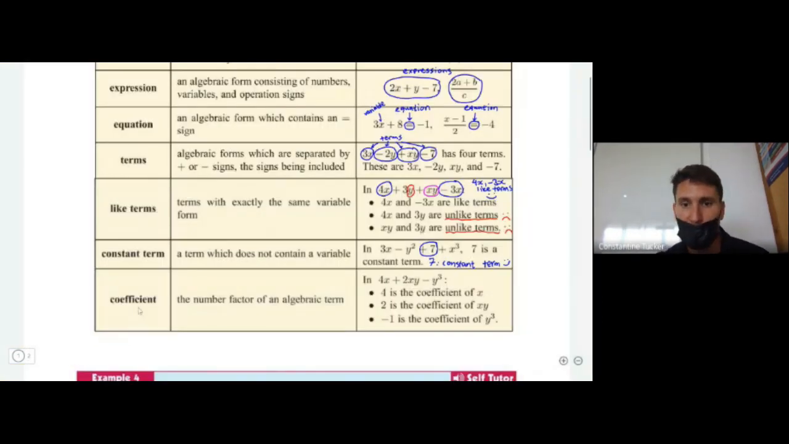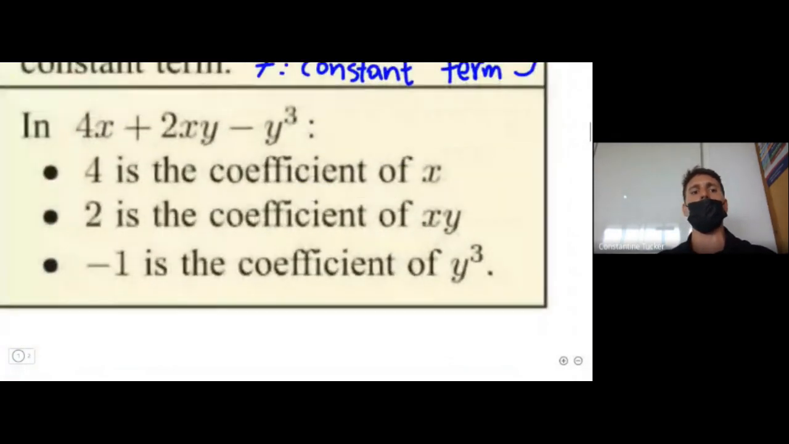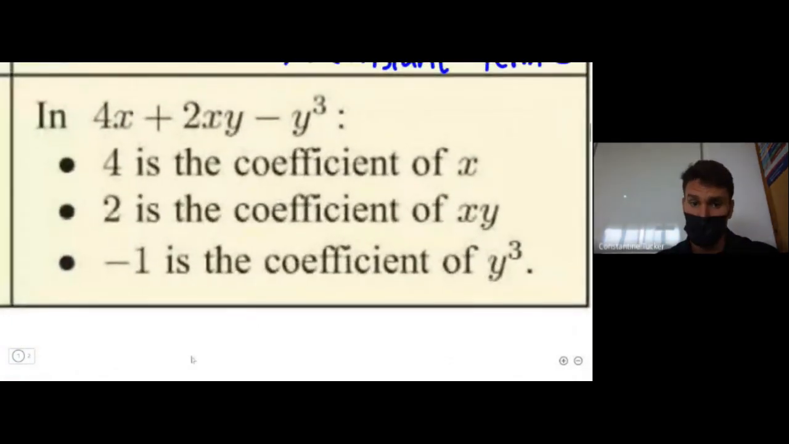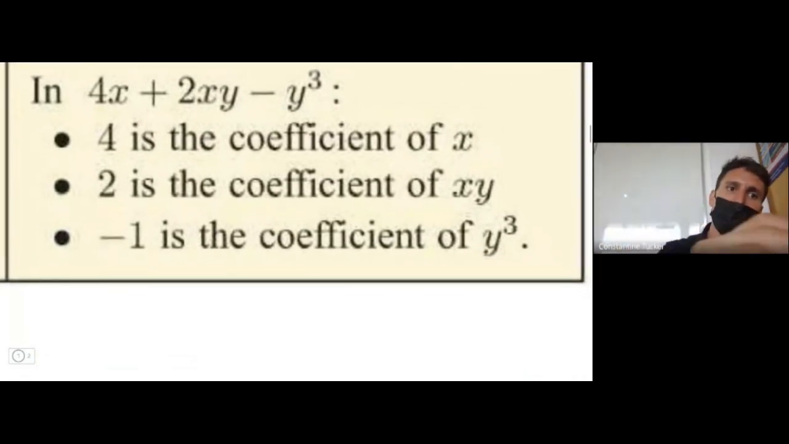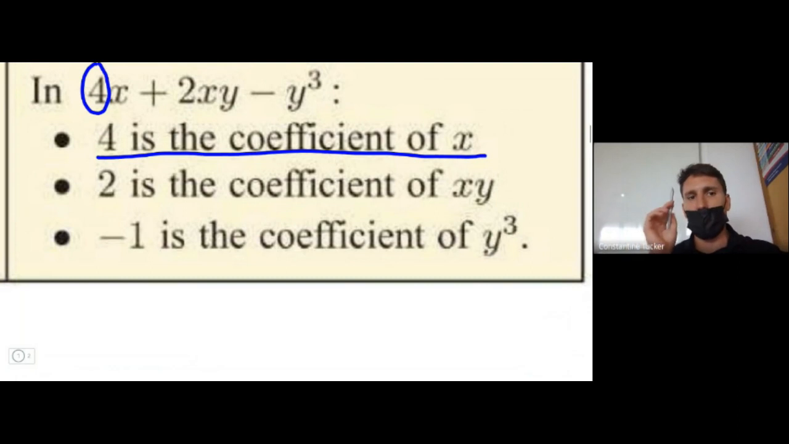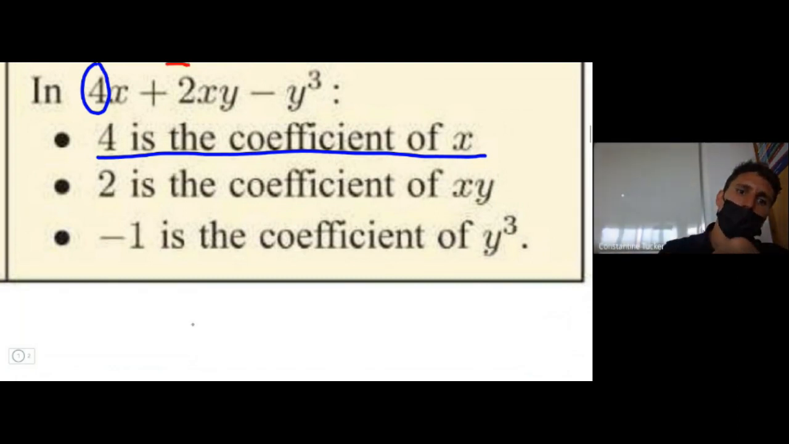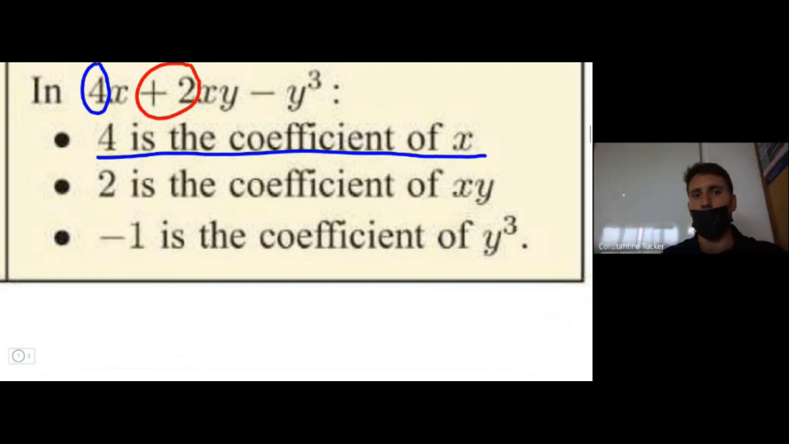Last one, coefficient. A strange word, one that we almost never use except in maths and some sciences. So the coefficient is simply the number in front of a letter. So you see this 4. The 4 is the coefficient of x. So it's the number in front of x. Simple as that. Now this 2, the 2 is the coefficient of, what is the letter that comes after that, or the letters that come after that? xy. So that's the coefficient of xy.